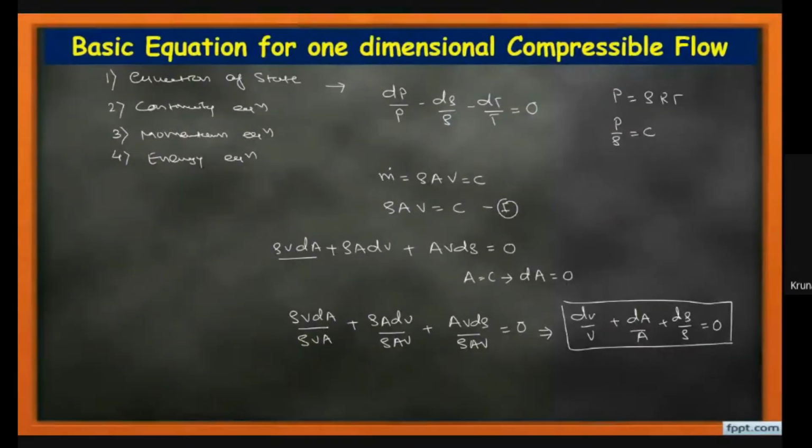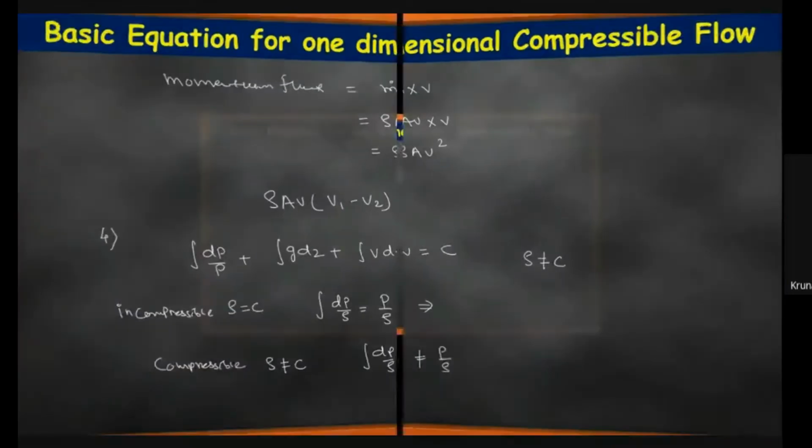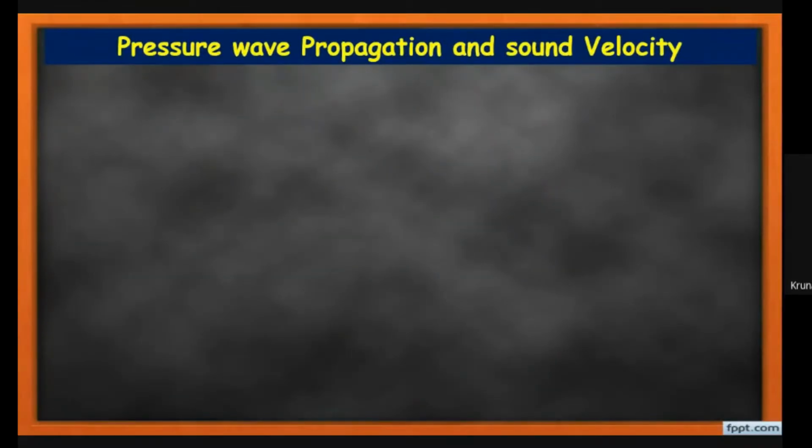After that we discussed the basic equations for one dimensional compressible flow, that is the equation of state, continuity equation, momentum equation, and energy equation. One by one we derived all four equations. Today in this lecture we are going to discuss pressure wave propagation and the sound velocity.